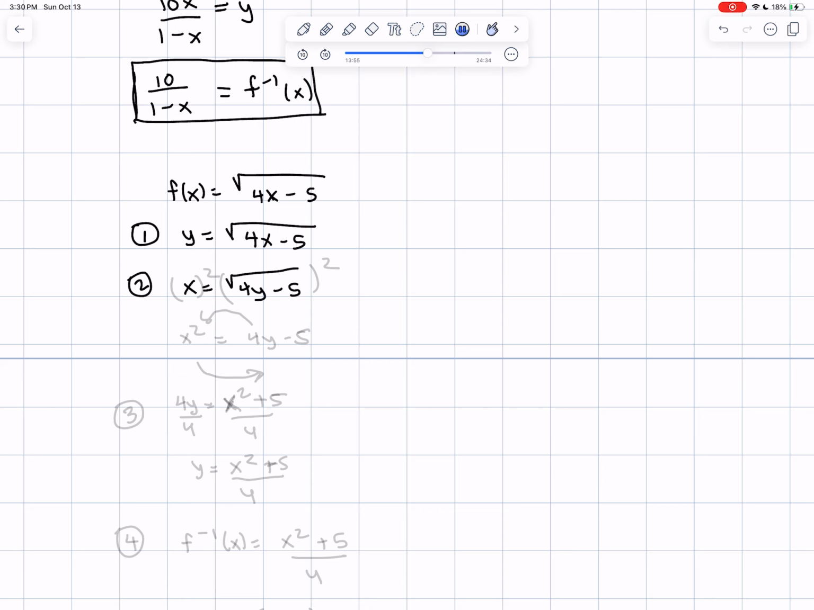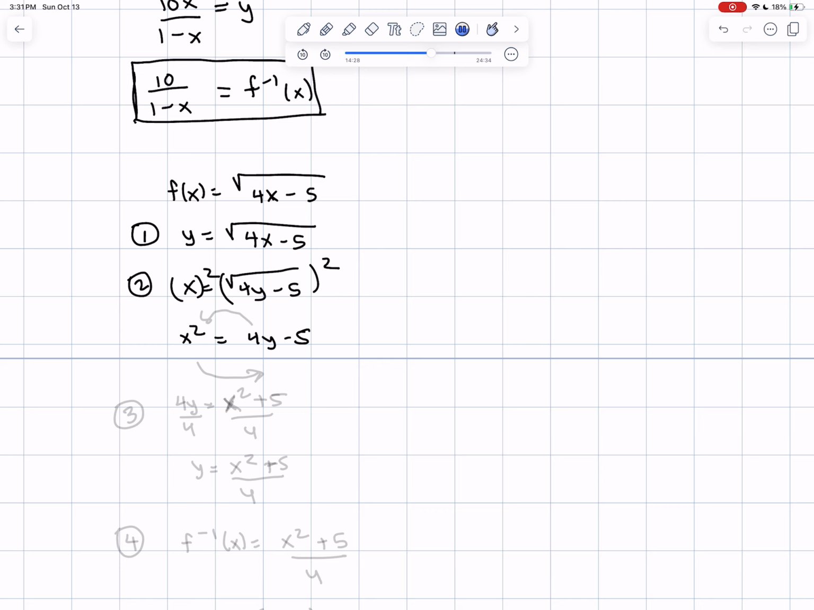And then what will happen next? What do we always do when we want to get rid of that square root? It's similar to what we did with solving for radicals. The thing we always do is we square both sides. And that gets rid of my square root. So then we're left with x squared equals 4y minus 5. Now we see we have a regular quadratic setup here, but we're not going to solve it that way. We just want to isolate for y.